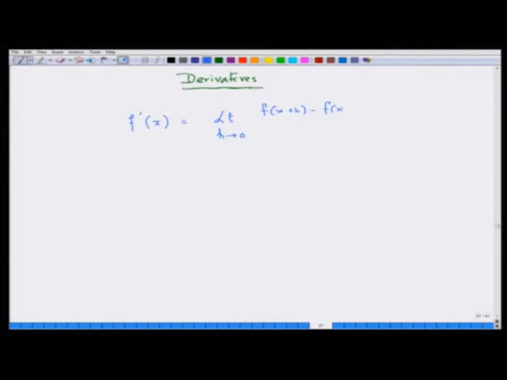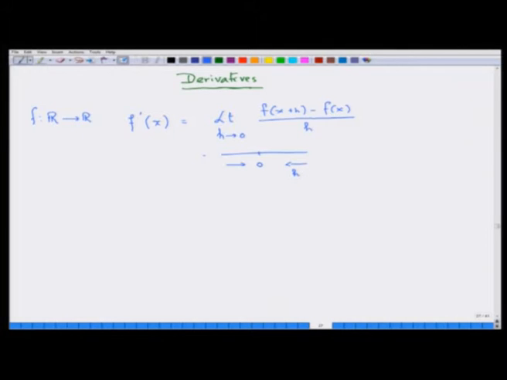This is for a general function from R to R. So, I have taken a function from the real line to the real line, and I am giving the definition of the derivative. Now, you see this is the change in the function value, and this is the change in the value of the independent variable, x has changed to x plus h.